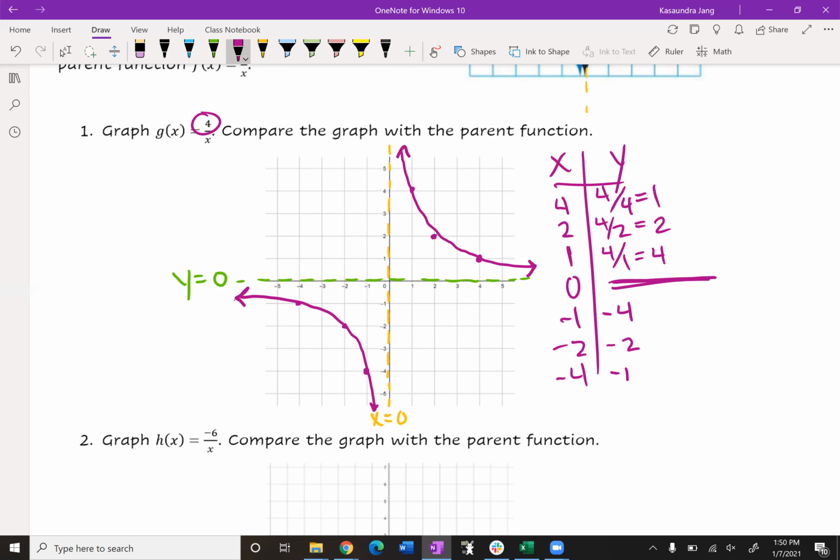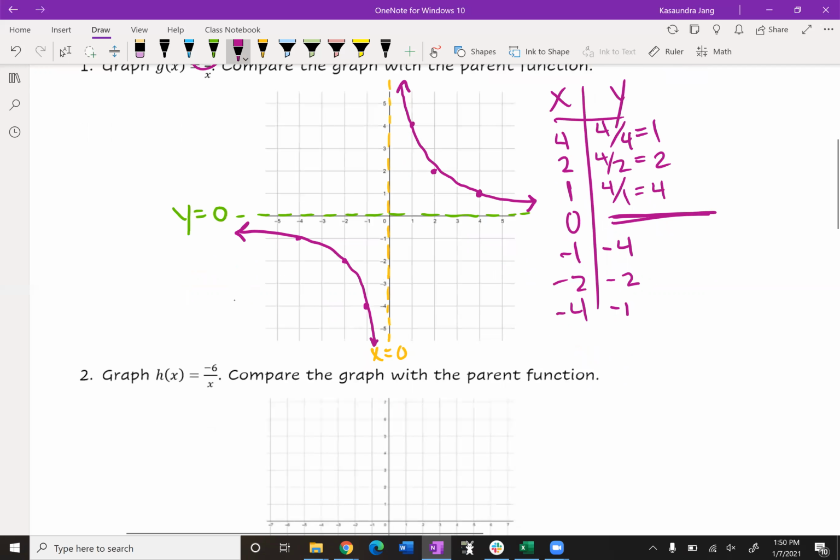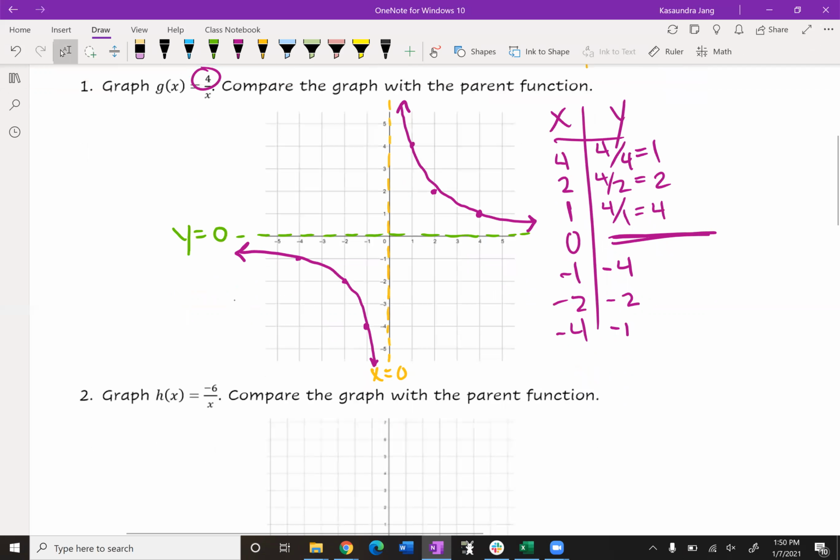All right, the only thing that changes on number 2 is they've got a -6/x. So let's see what the negative does. Actually, do you guys remember transformations? Like all of the shifting and stretching and shrinking and reflecting. What does the negative do? The negative reflected on X or Y, depending on where it is. Nice.